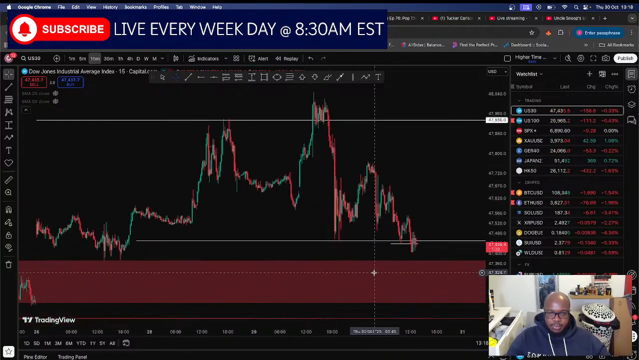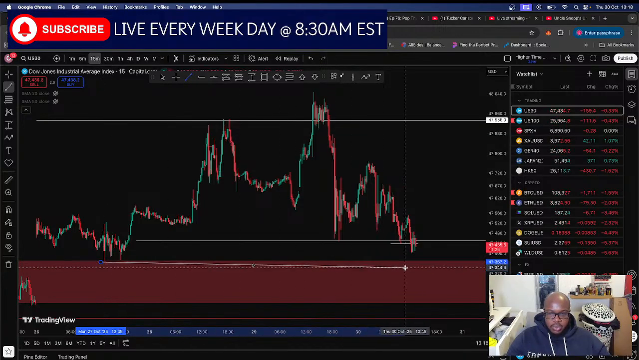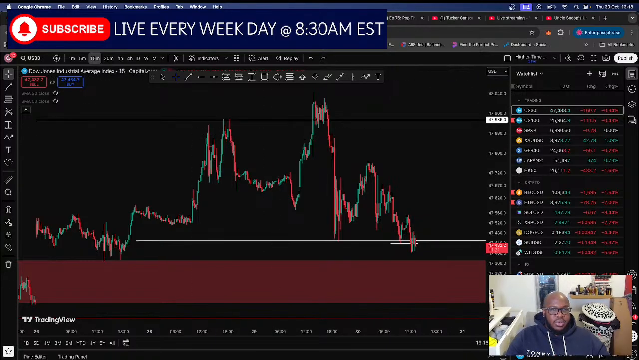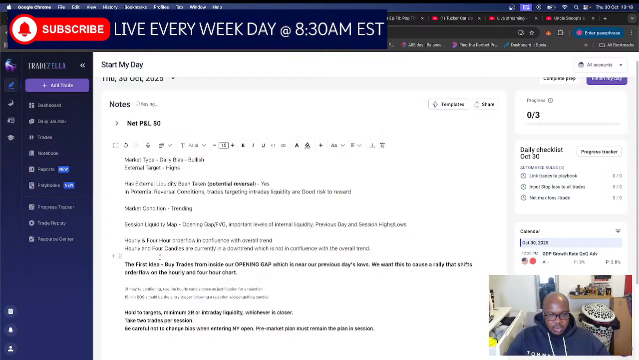However, we're expecting price to, at the bare minimum, sweep our internal liquidity and come into this gap. If we do come into the gap and sweep our internal liquidity, our first trade idea is going to be to buy from inside the opening gap, which is right beside our previous day's lows, and we want this to cause a rally that shifts order flow on the hourly chart and the 4-hour chart.